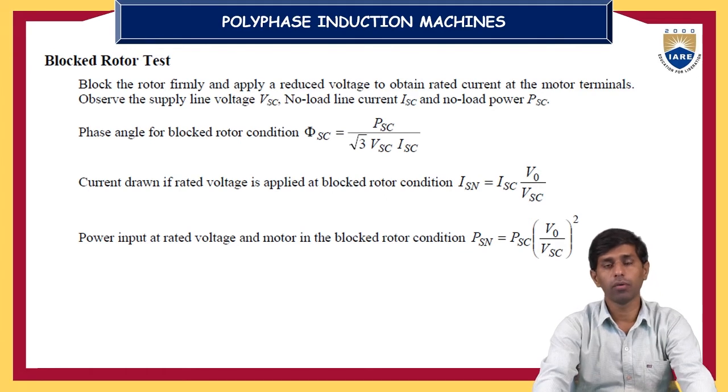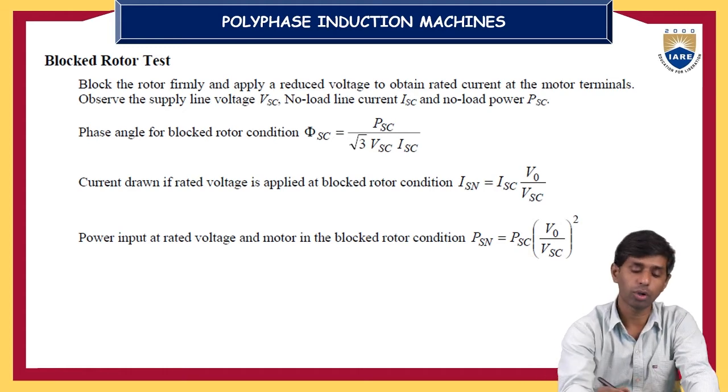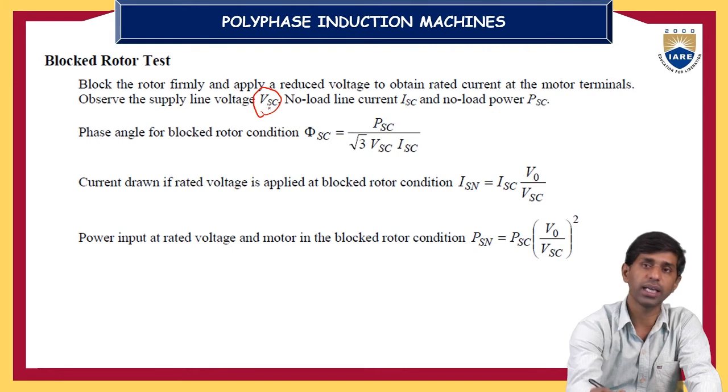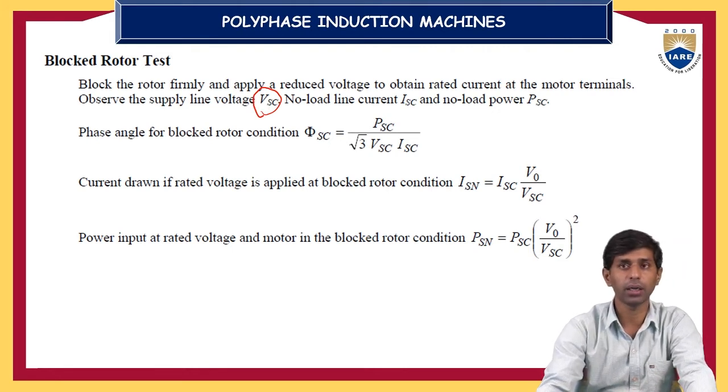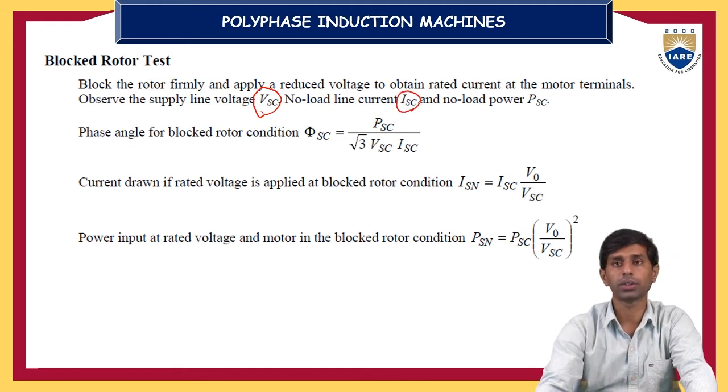Similarly, for the blocked rotor test, you have to block the rotor of the induction motor completely and apply a reduced voltage so that the rated current is circulating in the armature, that is, the stator of the induction motor. The voltage required to circulate rated current in the induction motor is called the short circuit voltage, VSC. Similarly, the rated current under short circuit condition is named ISC, the short circuit current of the induction motor.